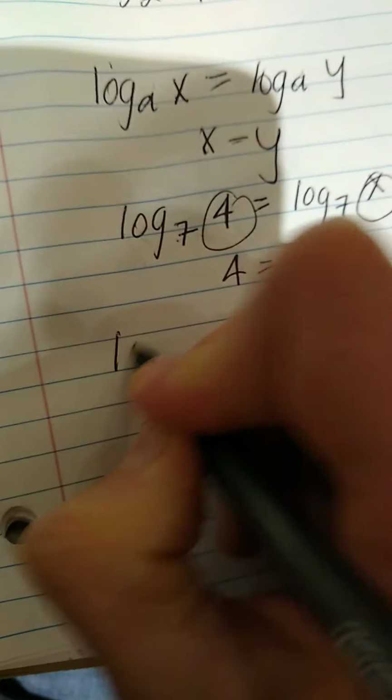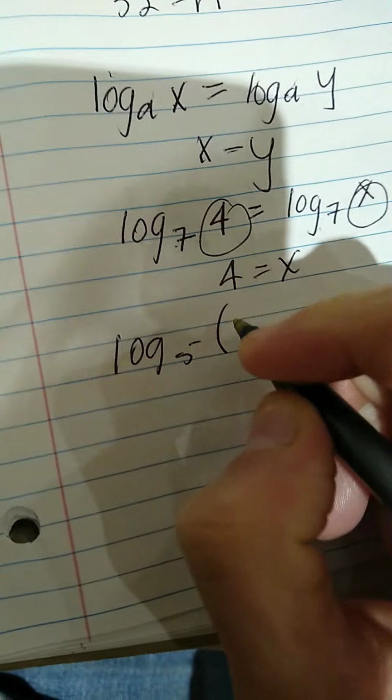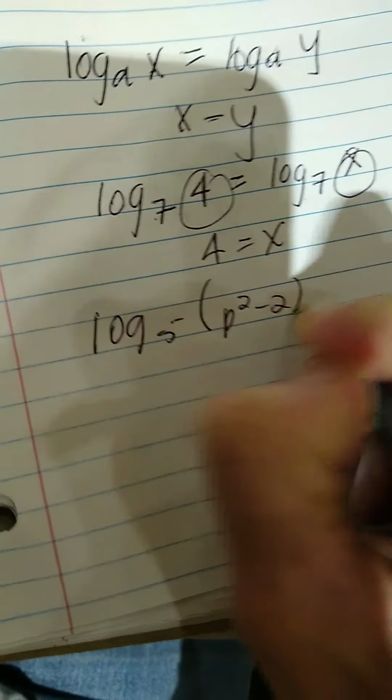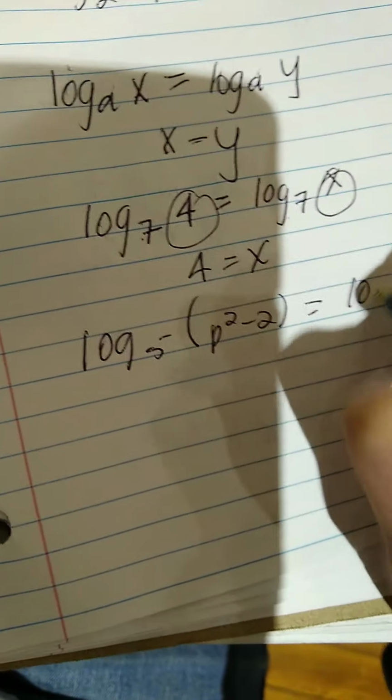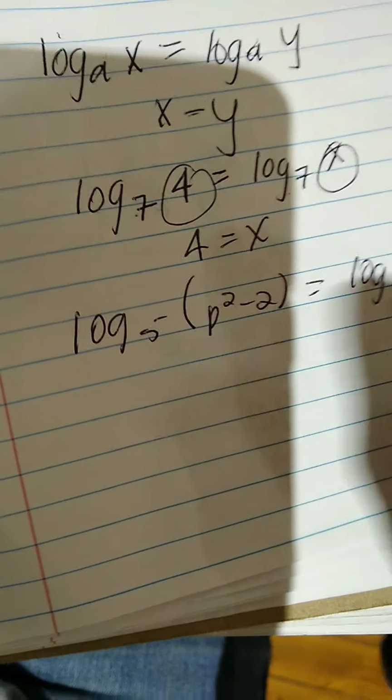Let's try another a little bit longer. Log base 5 of p squared minus 2 equals log base 5 of p. Look, if you notice here, we have the same base 5.